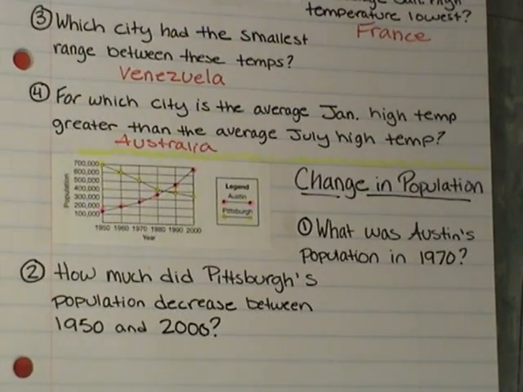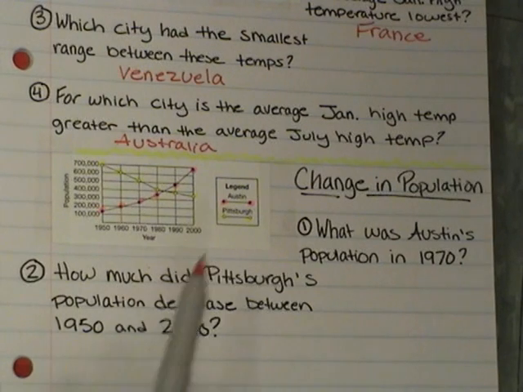So let's do this one. Okay, the first question says, what was Austin's population in 1970? If you look at this graph, it's a double line graph. You see how we have the lines and we have two, meaning double. The double line graph shows the change in population, the amount of people in the city of Austin and Pittsburgh, using two different time periods, from 1950 to 2000.